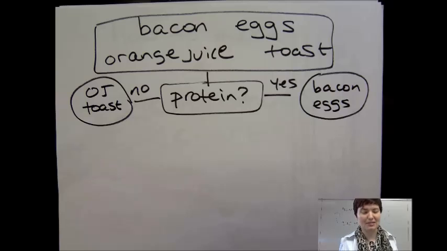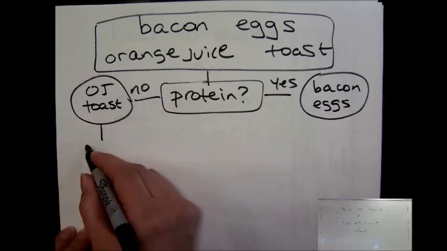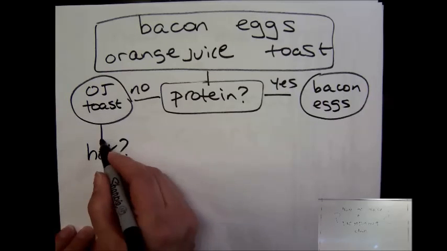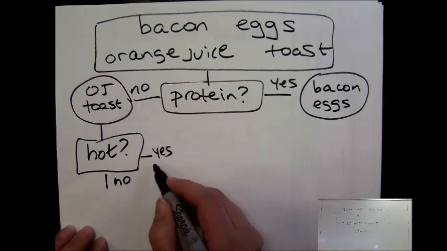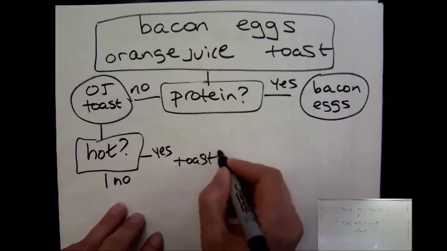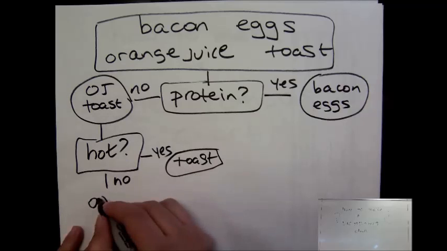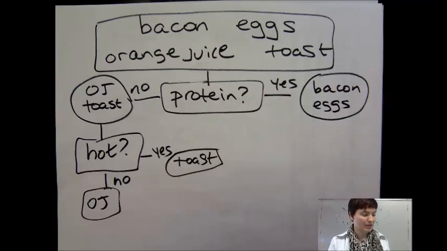Okay, am I done? No, I'm not done. I still haven't made a decision. I asked this first question, I have an answer to it, but let's, for each of these 2 possibilities, ask another question. So let's suppose I decided I did not want protein. Orange juice or toast, how do I decide between those things? Well, I could ask myself, do I want something hot? Yes or no? If I want something hot, then it makes sense to have the toast. Or, if I don't want something hot, I can have orange juice.